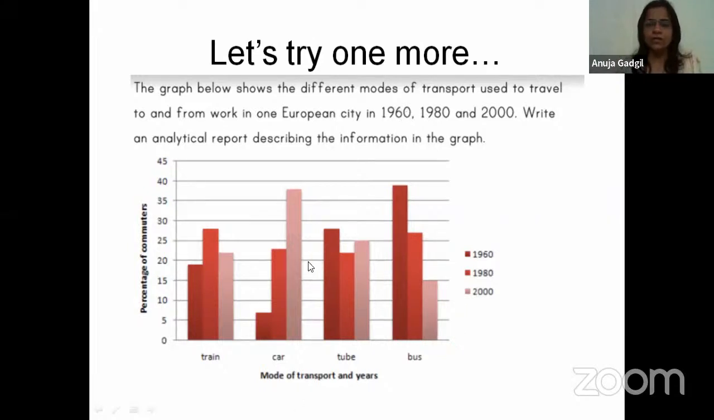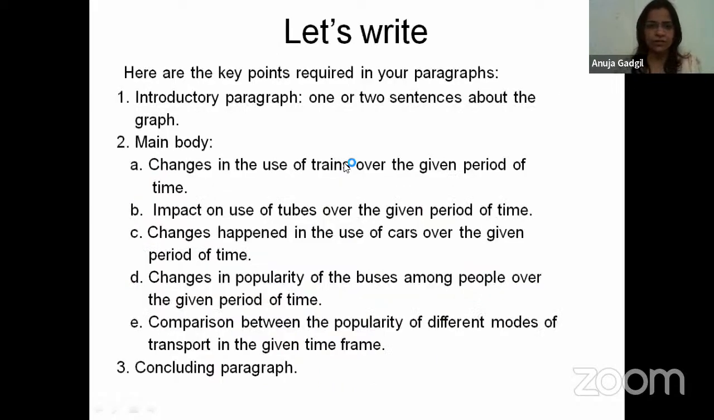Okay, let us see how we write it. So when we are writing this, you will be writing information about train, you will be writing information about car, tube, and bus. So your main body should include these four modes of transport. Let us see how we write this.